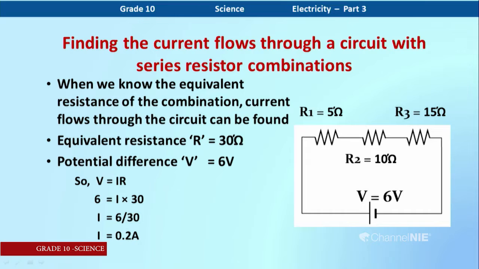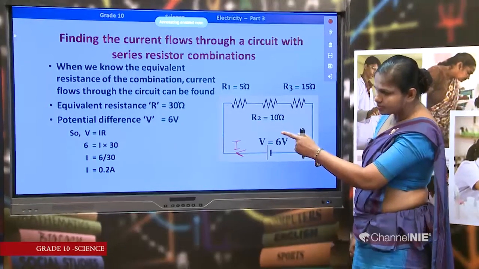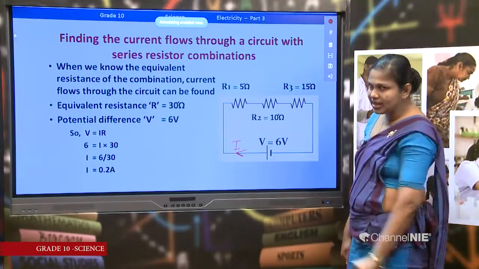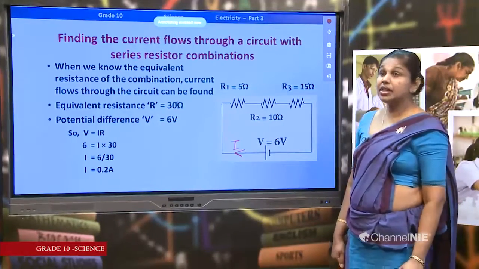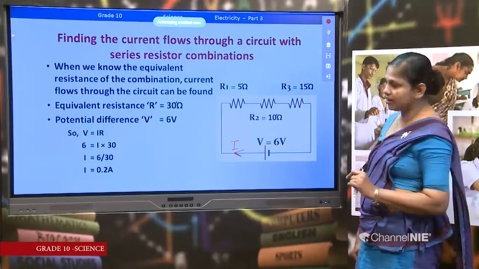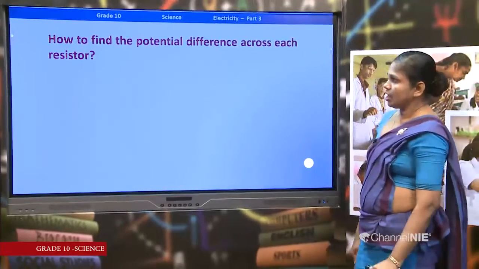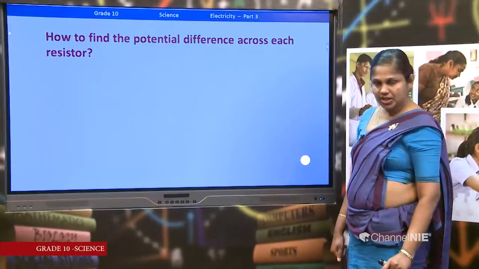For this we can use the equation V equals IR, children. When we know both V and R, it is easy to find I using the formula. Accordingly, the total current flowing through this circuit, children, see, when I is isolated, we get 0.2. That is the total current flowing through the circuit. Right. Now, move to the next part, children.